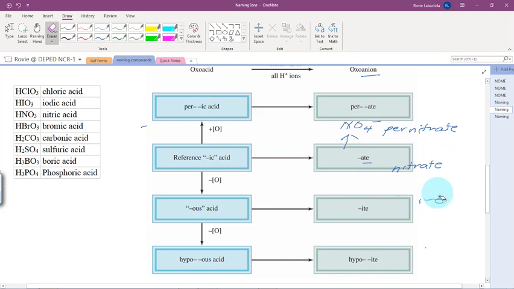Now let's have another example. Let me just erase. The more examples that we can discuss, the better, so you can actually understand the lesson.